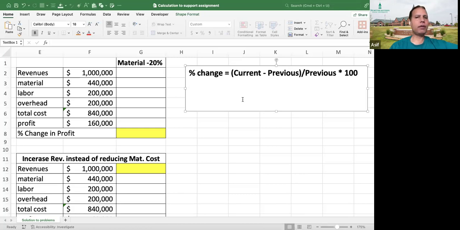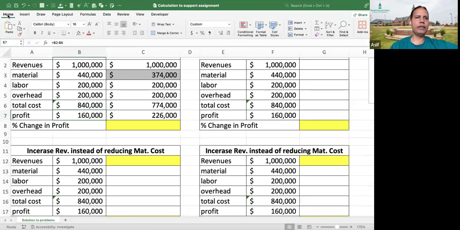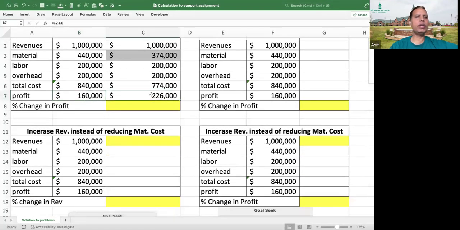So I'll be using the same formula here to calculate percentage change in profit, that initially we had 160,000, but now we have 226,000. How much is the change, percentage change? So here I will write equal to, and in parentheses, current, that is 226,000 minus previous, that's 160,000, parenthesis close, divided by the previous one, that's 160,000. And if I hit enter, it gives me 41.25%.